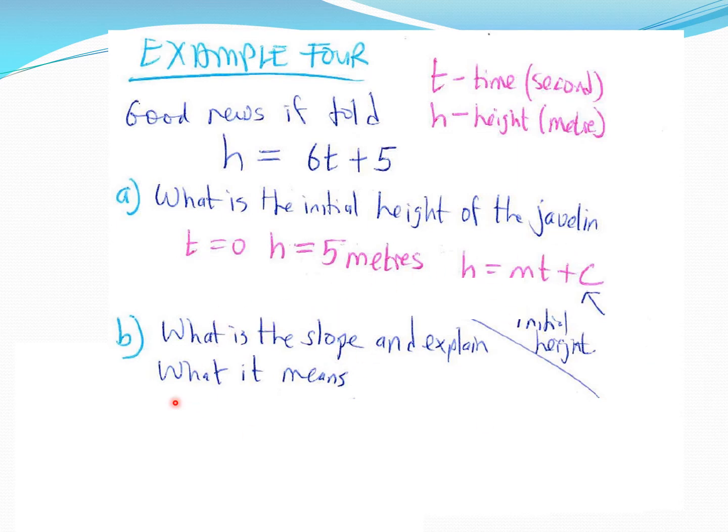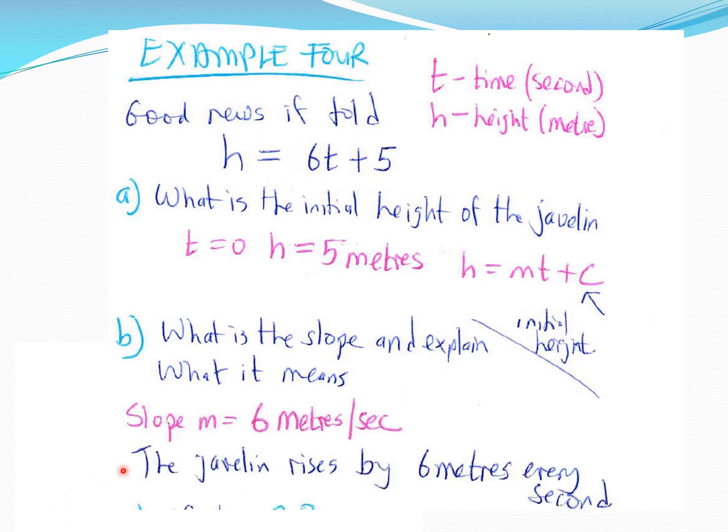What is the slope, and explain what it means? Well, the slope is 6. And what does that mean? The slope is 6 meters every second. The javelin rises by 6 meters every second. So over the space of every second, it rises by 6 meters.